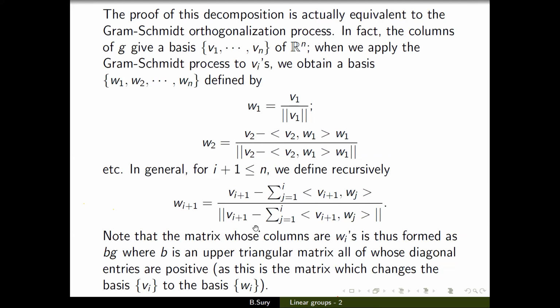Now, once you watch this, look at this carefully: this matrix whose columns are the wi's is B times G. What is meant by changing basis? You change v2 to v2 plus a combination of v1 and then normalize. v3 to v3 plus a combination of v1 and v2. That is nothing but multiplying on the right side by an upper triangular matrix. That's what this is doing.